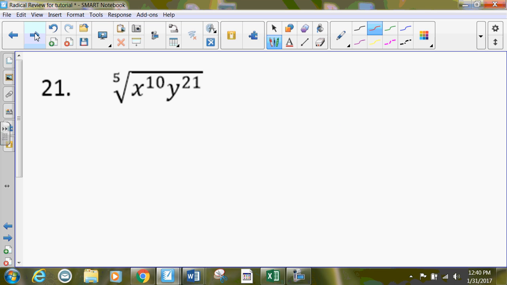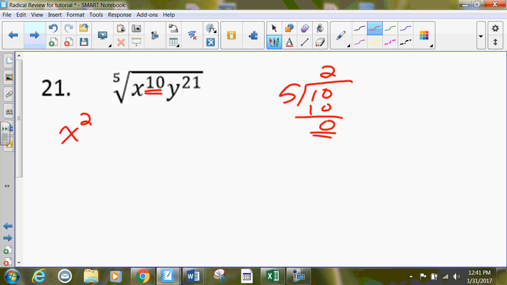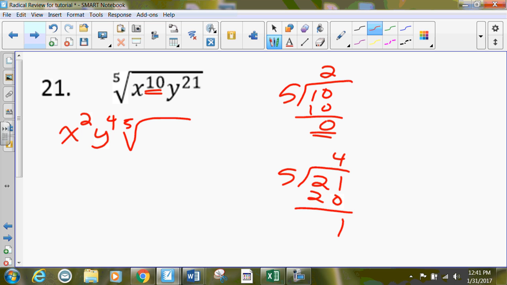All right, so now we're doing the 5th root. Let's go ahead and do the shortcut. We've got a 10 and a 5. How many times does 5 go into 10? It goes in 2. Am I going to have any remainders? No. That 0 means there's nobody stuck underneath the radical sign. So x squared gets to come out. Then let's look at this 21. 5 goes into 21 4 times, which means y to the 4th gets to come out. 5 times 4 is 20. What's the remainder? 1. One of the y's gets stuck behind underneath the 5th root.